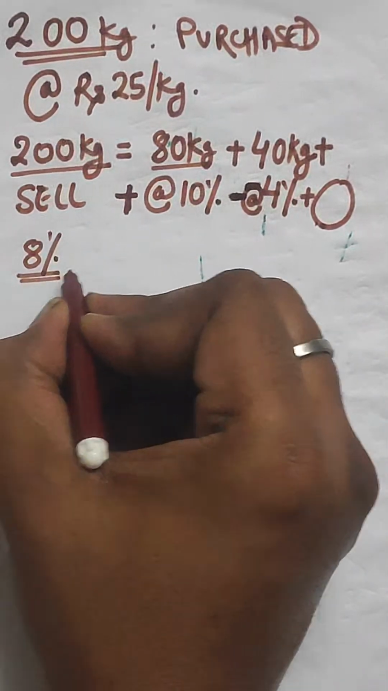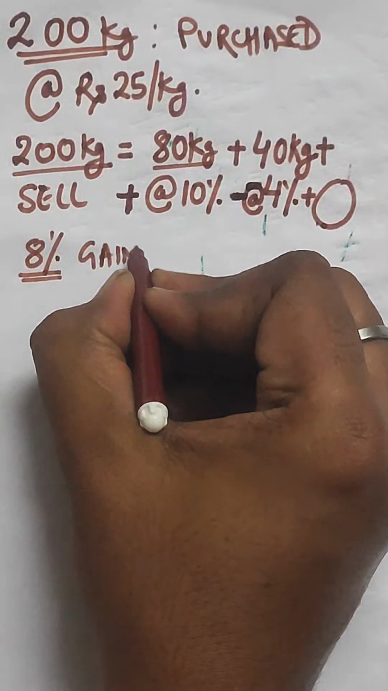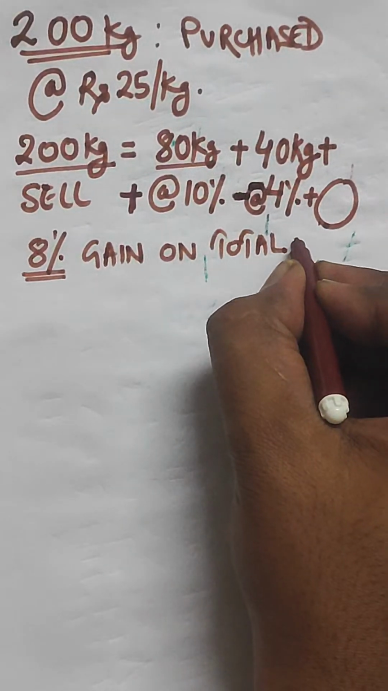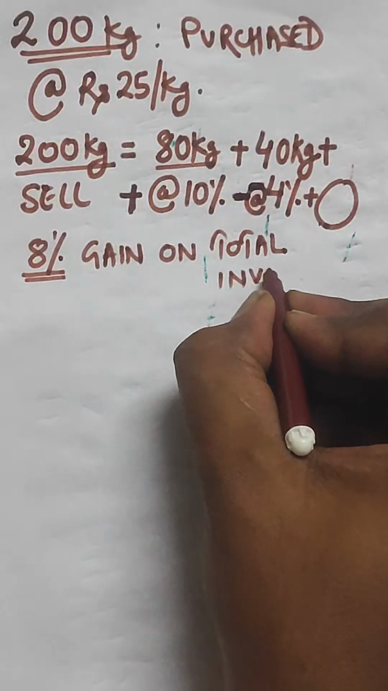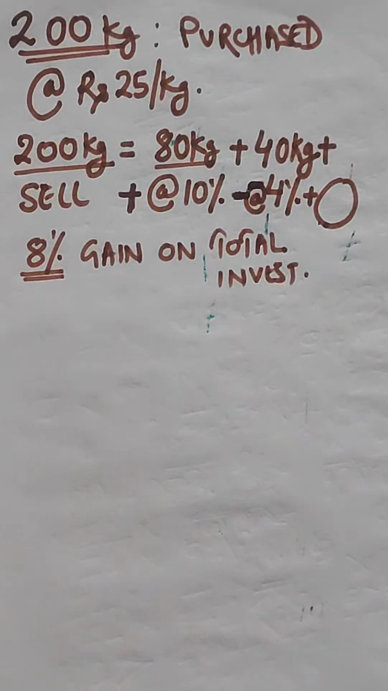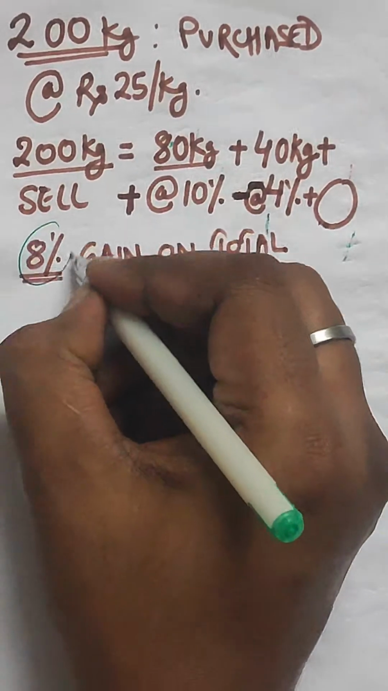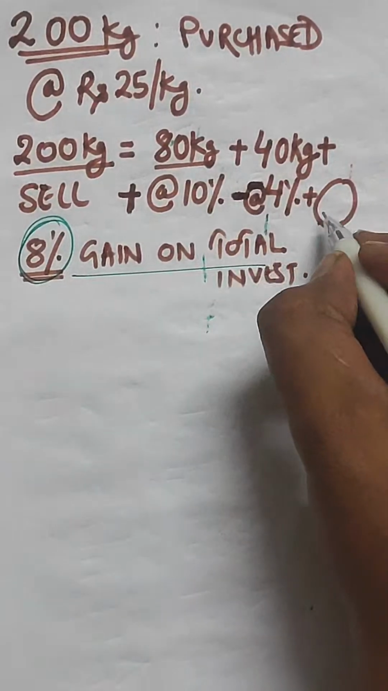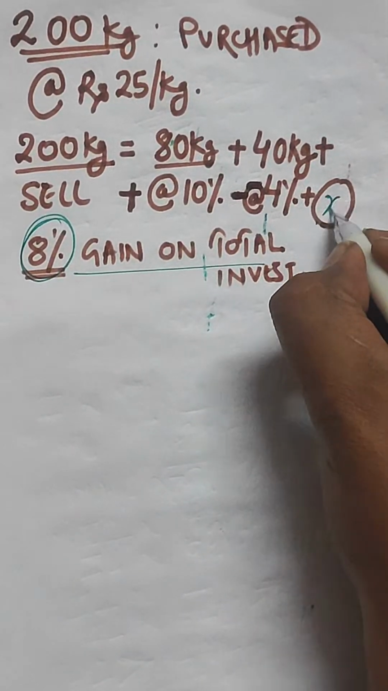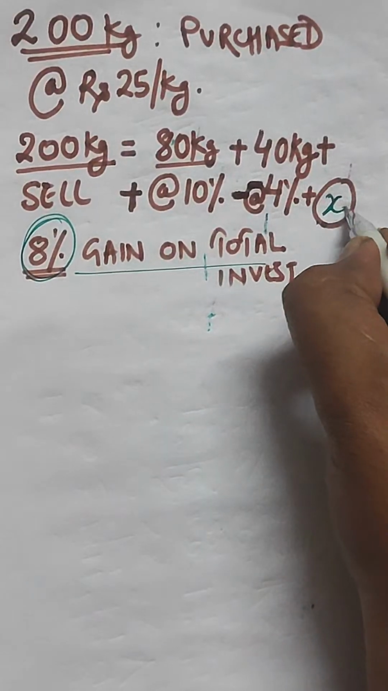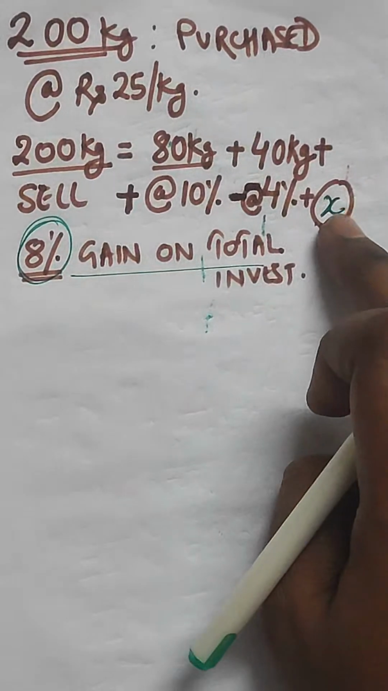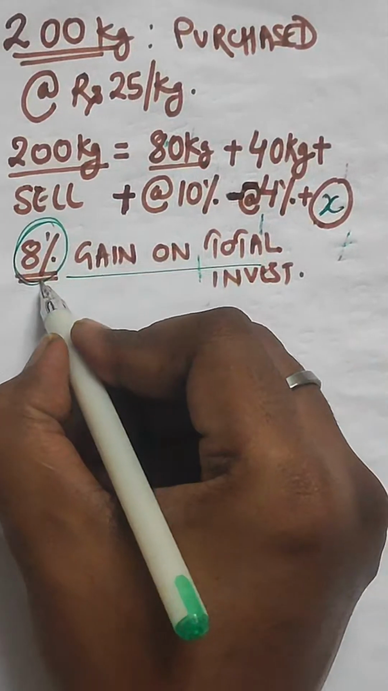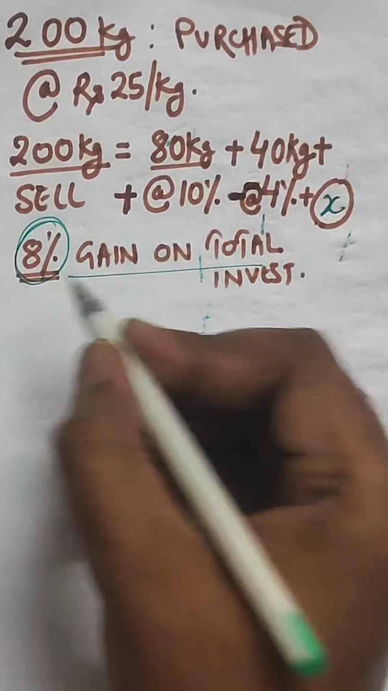So 8% gain on total investment needs to be made. So that we need to understand. This 8% is our ultimate goal, right? And what is the rate per kg of the remaining rice which is sold, so that on the entire transaction of 200 kg he will make a profit of 8%, right?